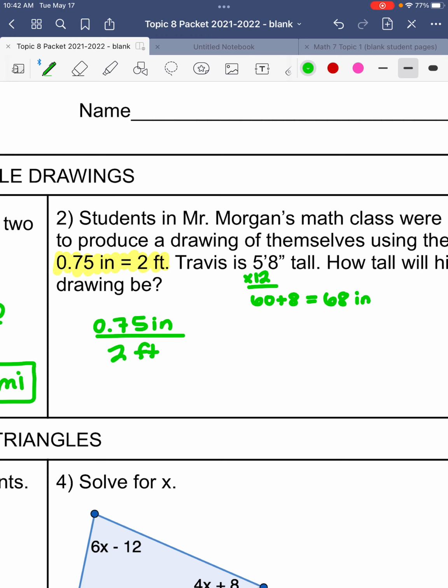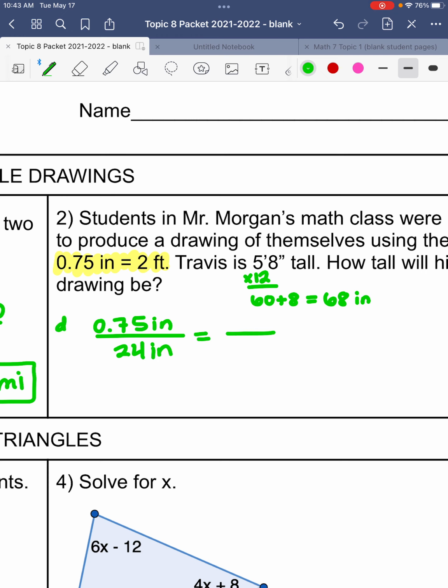But think about it. We know the drawing is 0.75 inches and the real life actual is 2 feet. Well, in real life actual, Travis is 68 inches tall. So I've just made this inches. Could I make that inches? I sure could. The way I would do that, 2 times 12, because there's 12 inches in 1 foot, equals 24. So I'm actually going to change this to 24 inches.